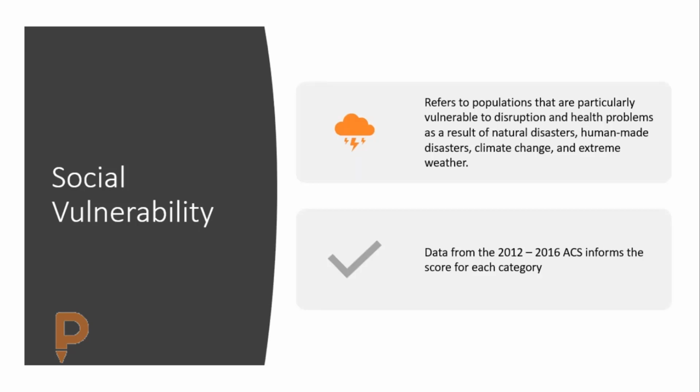So thank you, Eliza. As Eliza mentioned, social vulnerability refers to populations that are particularly vulnerable to disruption and health problems. So what you're going to see is that the Social Vulnerability Index ranks 15 different social factors, including poverty, lack of vehicle access, crowded housing.